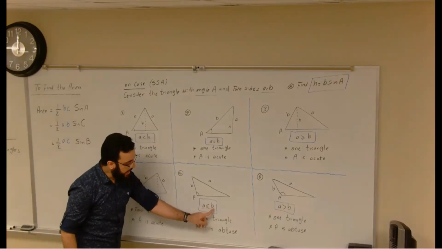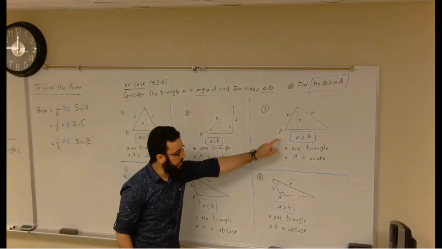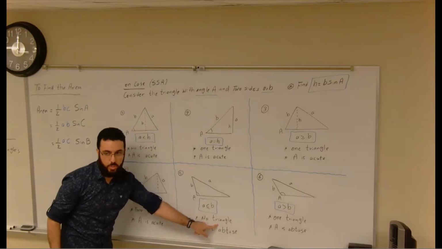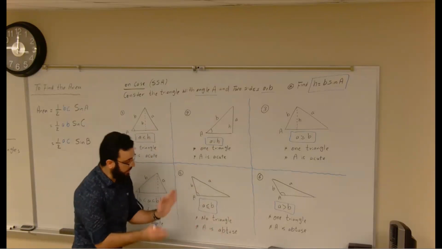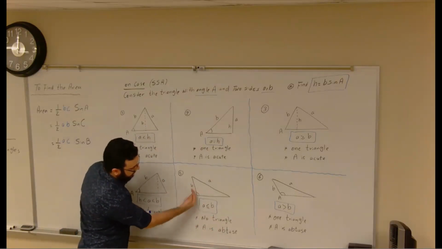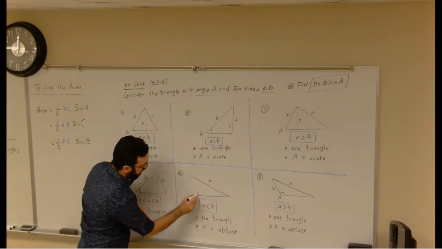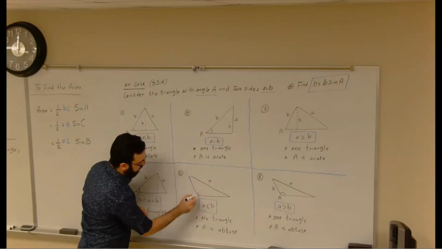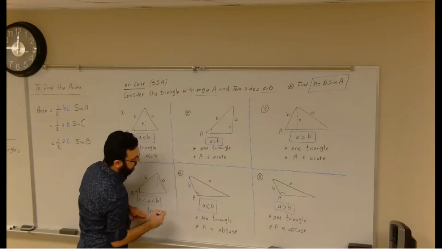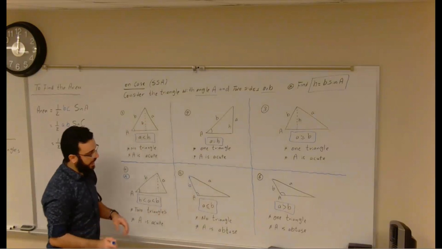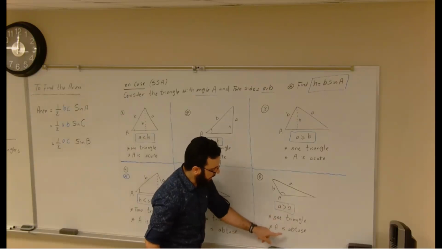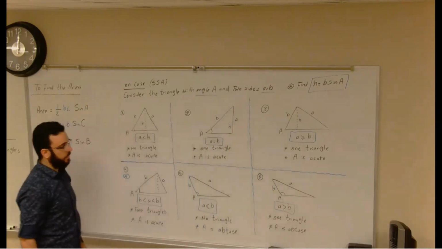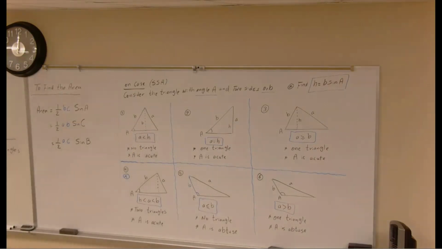If A is less than or equal to B, that means the opposite of this one: no triangle. So you can't graph any triangle. And A is an obtuse angle, it is going to be like this. So this side is supposed to be a little bit, not this way. The last one, if A is greater than B, only one triangle and A is an obtuse angle. So when we do an example, it's going to be more clear.